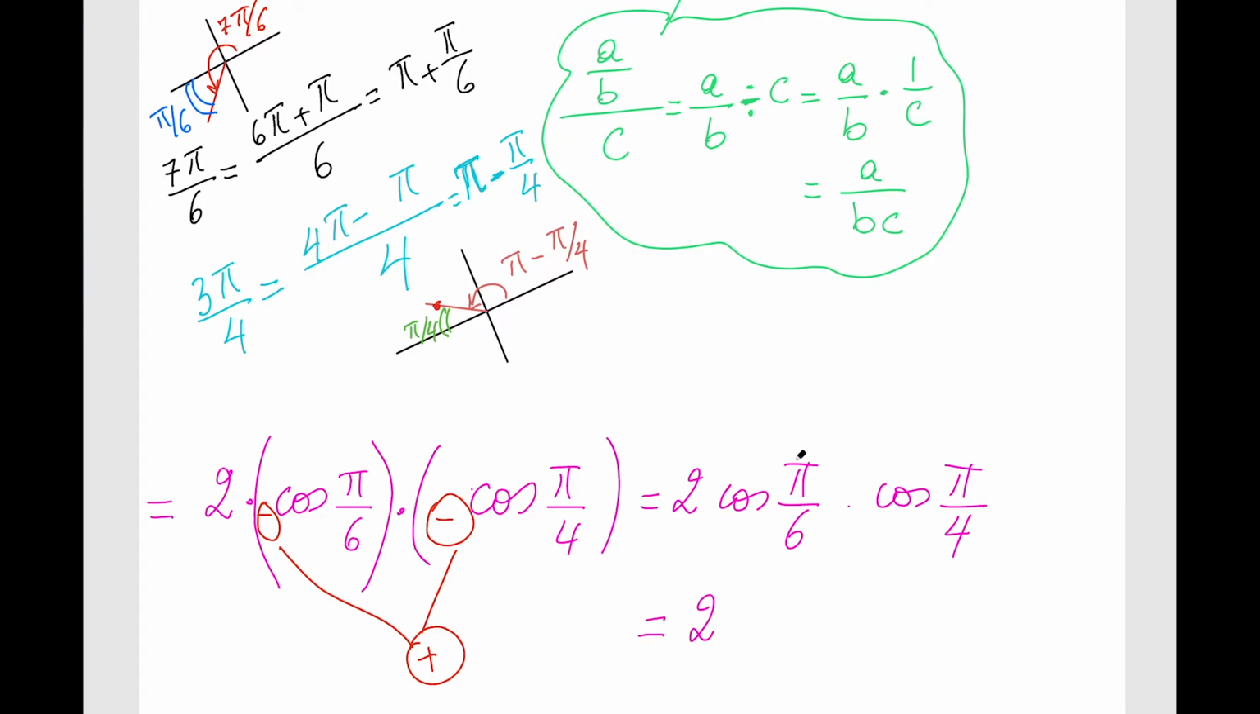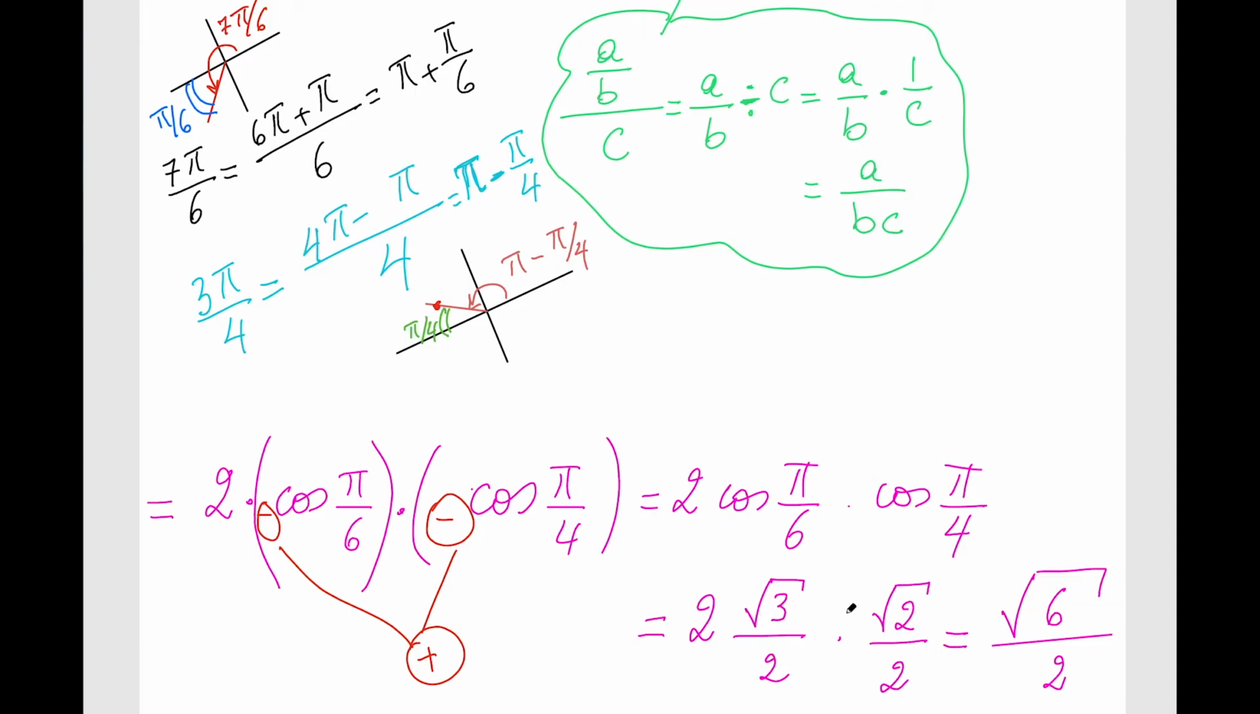And pi over 6 is 30 degrees. Cosine of pi over 6 is square root of 3 over 2. Pi over 4 is 45. Cosine of 45 is square root of 2 over 2. Okay. The 2 and the 2 can cancel. And we get square root of 3 times square root of 2 divided by 2. Square root of 3 times square root of 2 is square root of 3 times 2, which is 6, divided by 2, right? Because those two cancel, let's say.